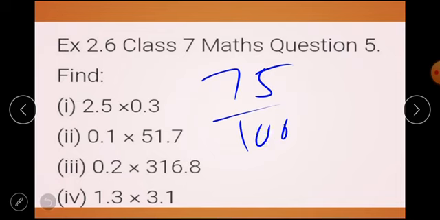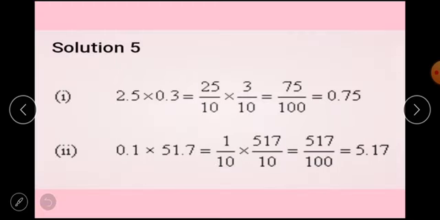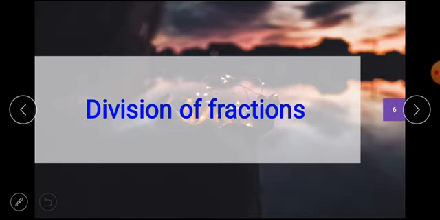So students, in this way you can solve these questions. And look at one more part, 0.1 into 51.7. After removing the decimal, 0.1 you can write as 1 upon 10, and 51.7 you can write as 517 upon 10. So you will get 517 upon 100, since 10 into 10 is equal to 100, and you will put the decimal here before 17. So you can write 5.17 and solve these questions.